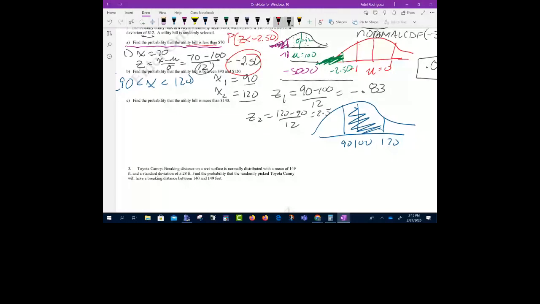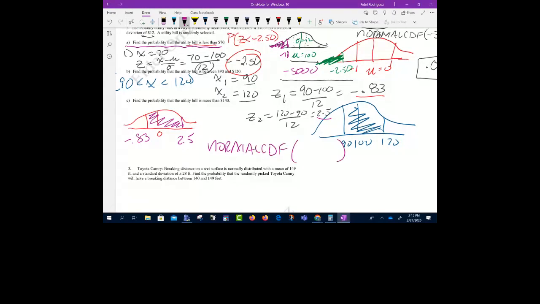Again, y'all, I apologize for not putting enough space here. That was my bad. Here's my normal curve, right? Here's 0. In the standard normal curve, my mean is always going to be 0. We're looking now for the area right here, negative 0.83, all the way to 2.5. Okay. So again, first thing I'm going to do, I'm going to go normal CDF.